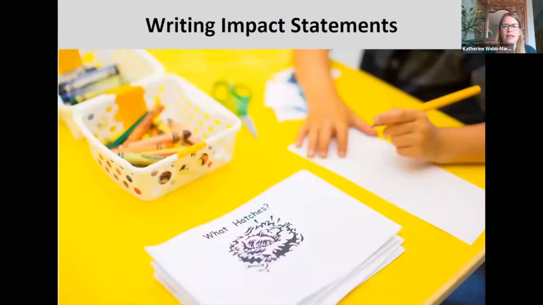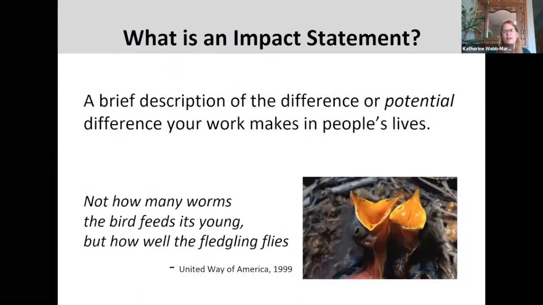Now, putting all that together, writing the impact statements. So first, what is an impact statement? It is a brief description of the difference or potential difference your work makes in people's lives. So again, with our applied research, we really have to explain the potential difference because it's not yet at the stage of extending and we can't measure participant outcomes yet. So we're going to say potential difference.